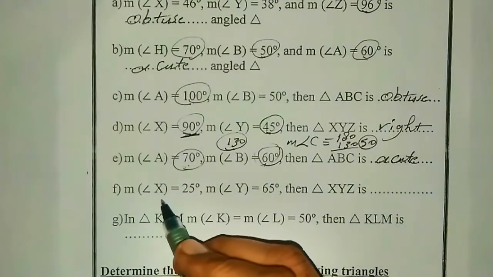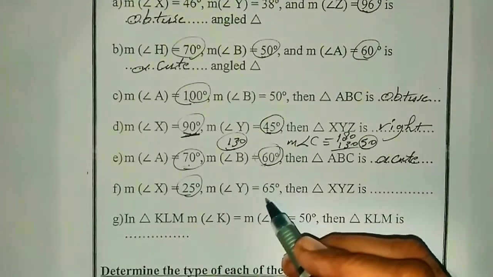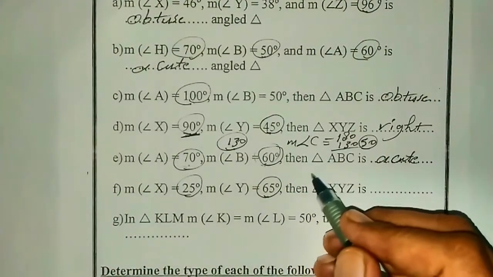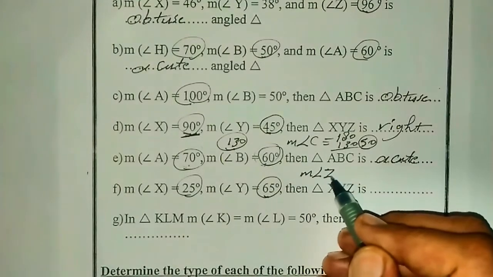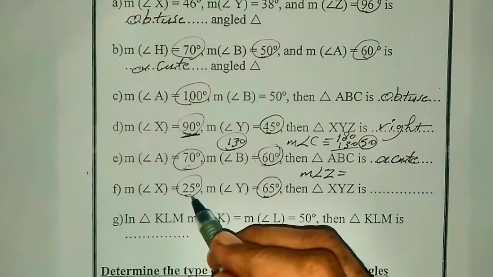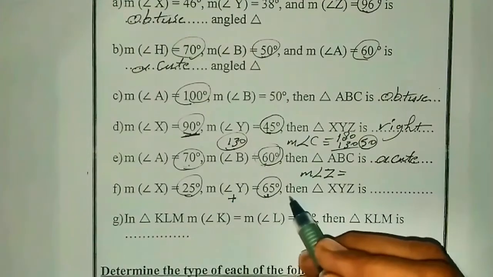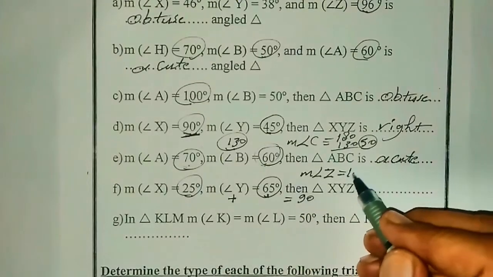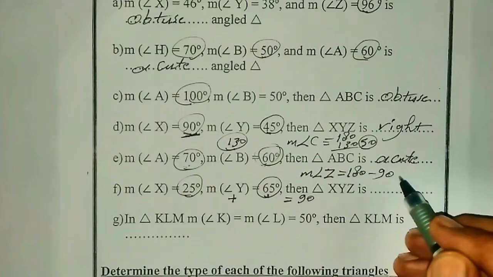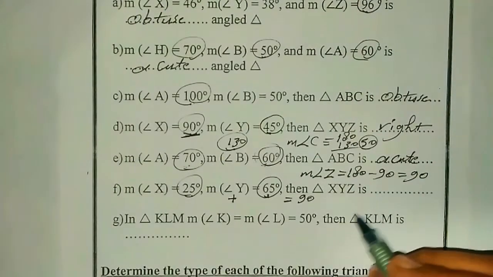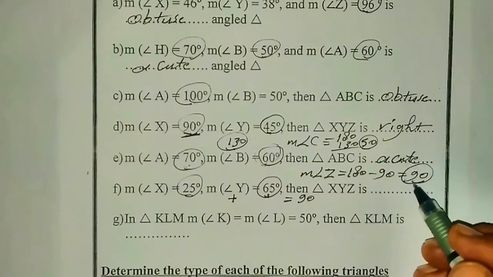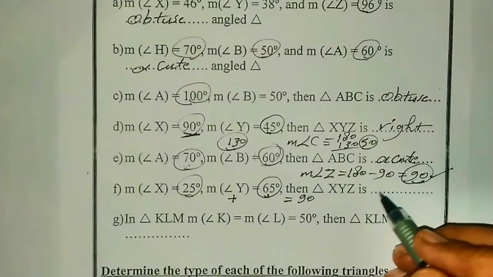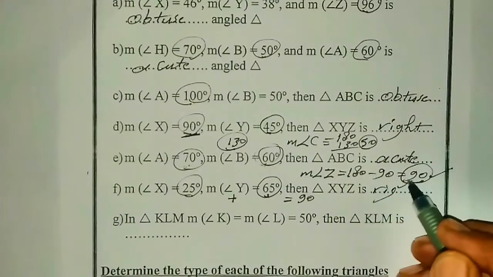Number F, measure of angle X equals 25 degrees, Y 65. Then we have to know the third angle, which is measure of angle Z. First, 25 plus 65 equals 90. Then measure of angle Z, 180 minus 90 equals 90. Then the triangle has three angles, 90, 65, 25. So the triangle is a right angled triangle.